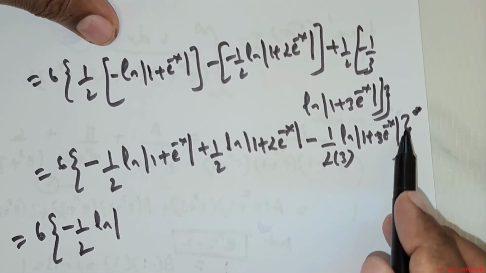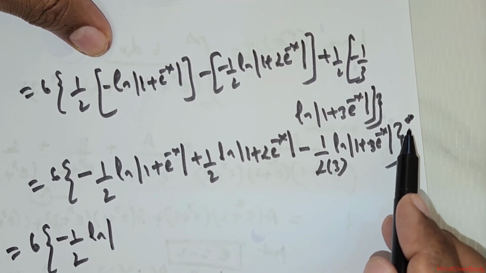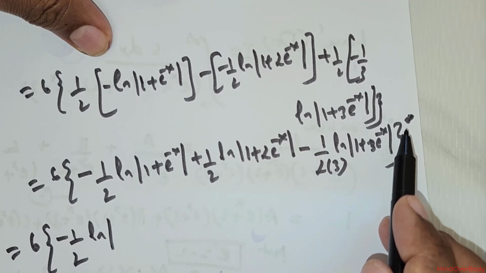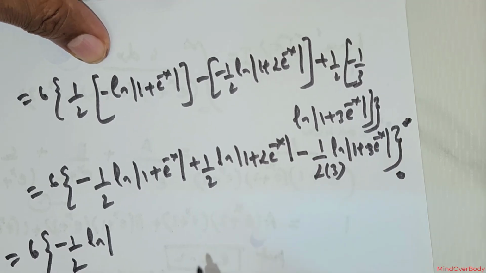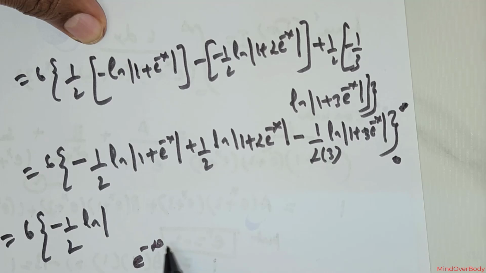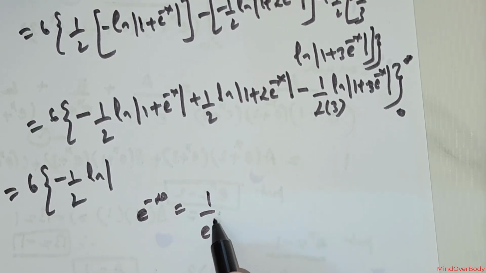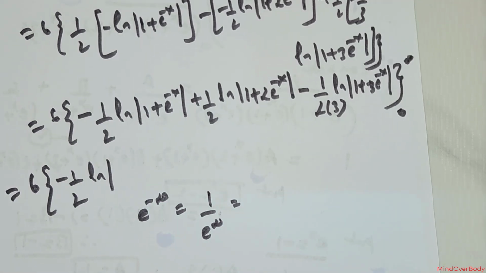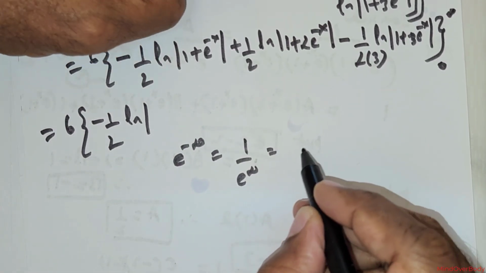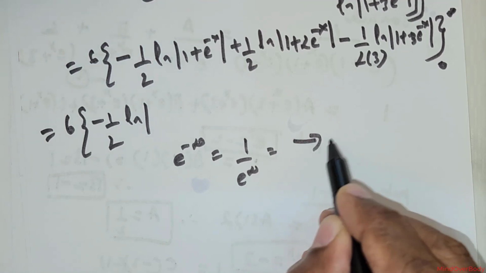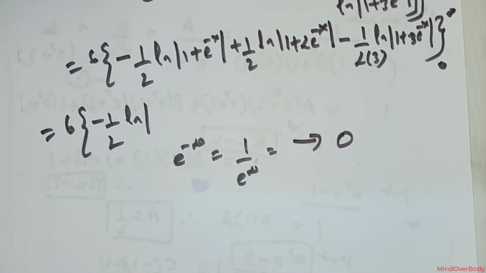Now I apply x is equal to infinity, so e raised to the power of negative infinity, right? That's going to give me 1 plus... this is e raised to the power of negative infinity, which is nothing but 1 over e raised to the power of infinity. This is going to be a large quantity, right? So what is this going to give me? This is going to give me 0.